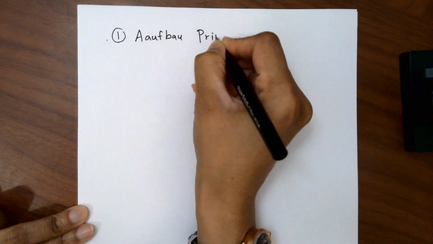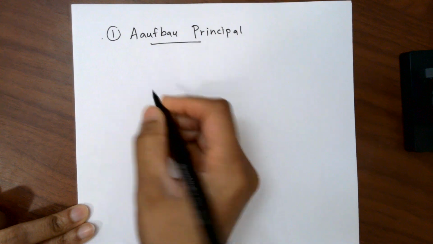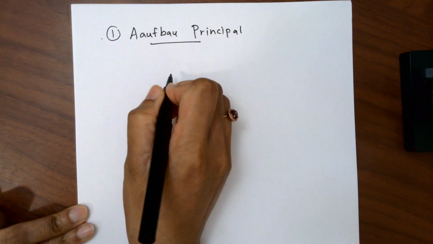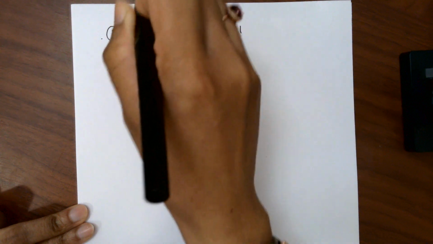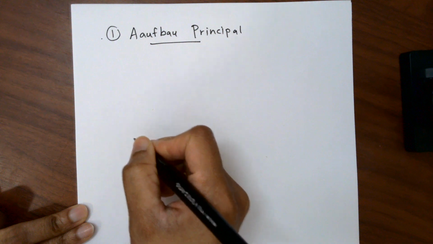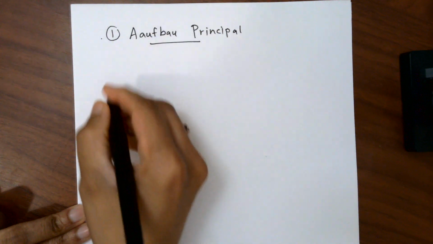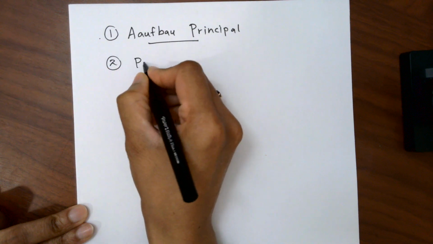The Aufbau principle, another name is the building up principle. It states that you need to fill the electrons into the lowest possible subshell, and then fill to the next highest energy, and then the next highest, and so on. You have to fill the electrons from the lowest energy to the highest energy orbitals. That is the Aufbau principle. And the second one is the Pauli exclusion principle.